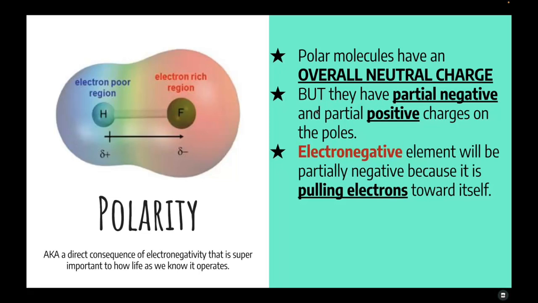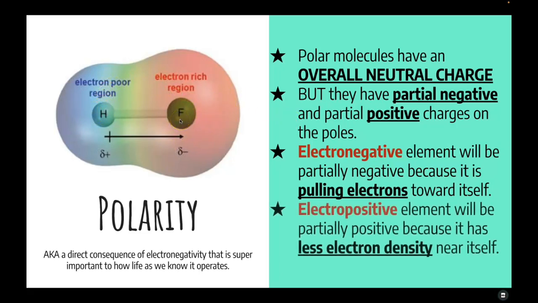Electronegative elements will be partial negative, and they're going to pull electrons towards itself, right? We said that fluorine wants to take or pull the electrons from hydrogen to fulfill its octet rule. Electropositive elements will be partially positive because it has less electron density near itself, and it's going to want to donate an electron, right? The way I remember polar is like I think of poles, two opposite poles, one having a positive and one having a negative end, right?